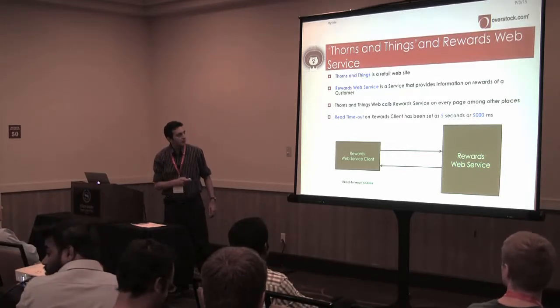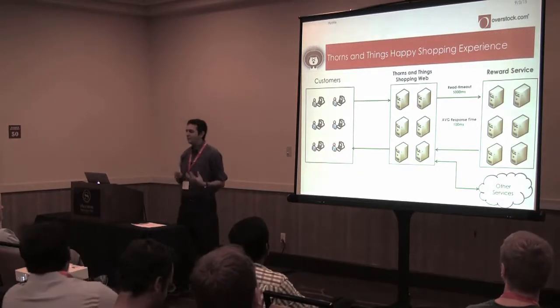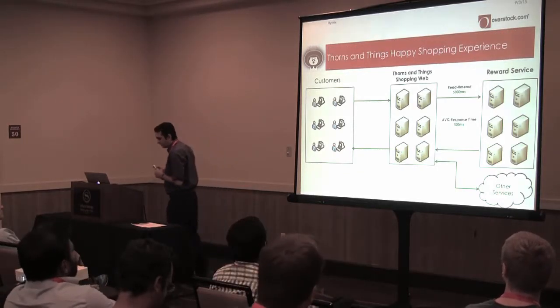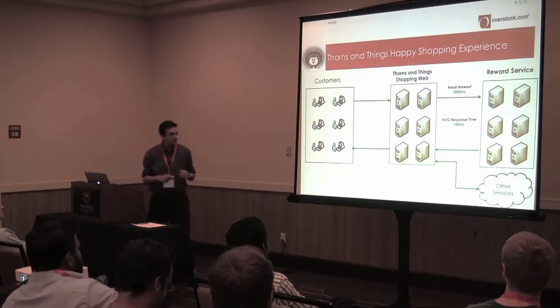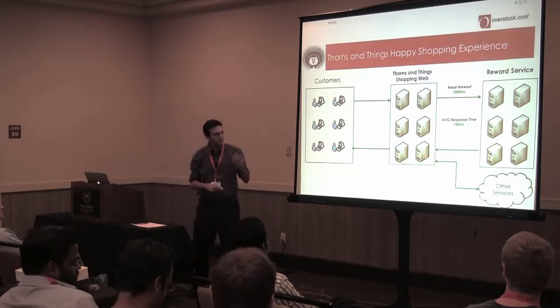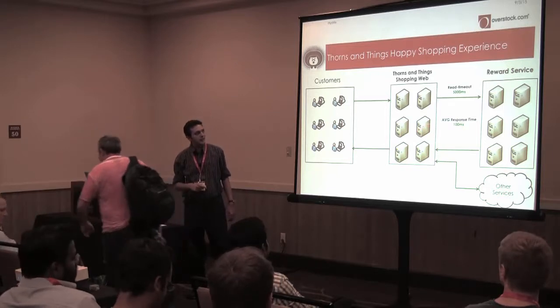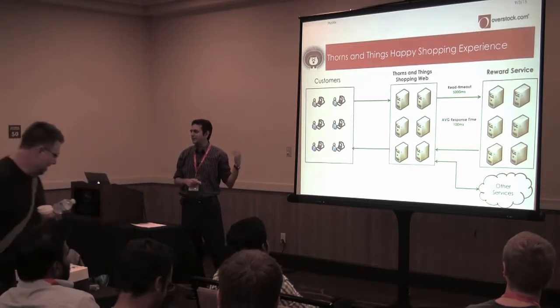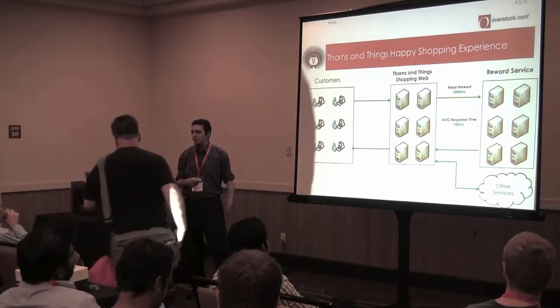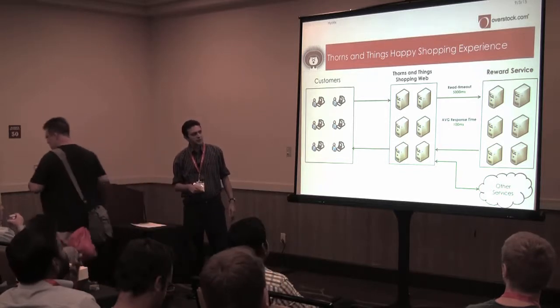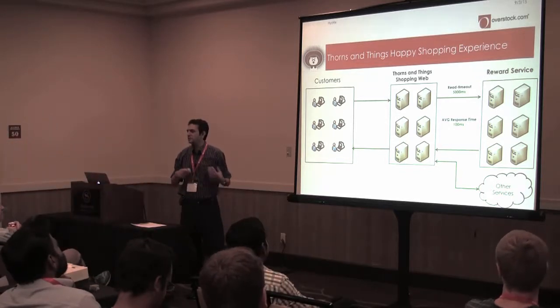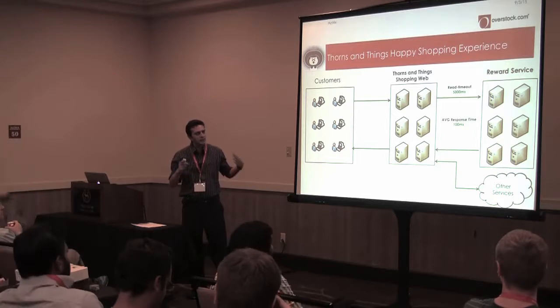So, a happy shopping experience with Thorns and Things looks like this. We have customers who are buying stuff. The Thorns and Things web cluster is looking really super. The average response time is around 100 milliseconds to display the pages where the rewards are present. It uses certain other services as well during its call. Now everything is looking good, people are buying stuff.